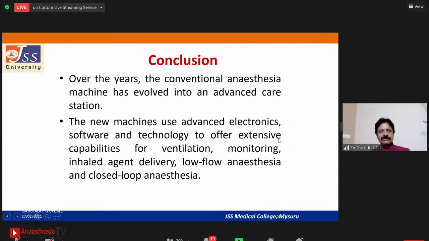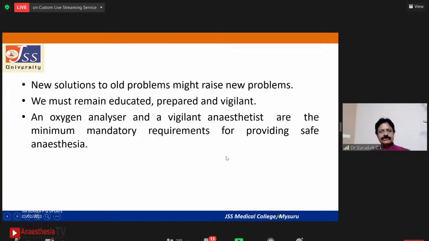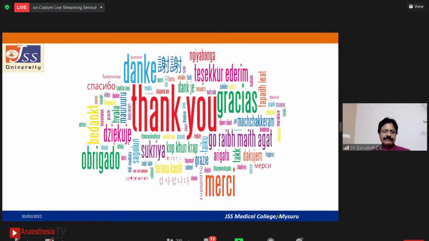So just to conclude, over the years the conventional anesthesia machine has definitely evolved into a very advanced case station, and a lot of things have been added in order to make it very safe. But new solutions to old problems might raise new problems. That is the reason you have to be very vigilant. A vigilant anesthesiologist, and the oxygen analyzer I just told you about, are the most important things to prevent a hypoxic mixture being delivered to the patient, and you can keep the patient very safe. So, thank you.